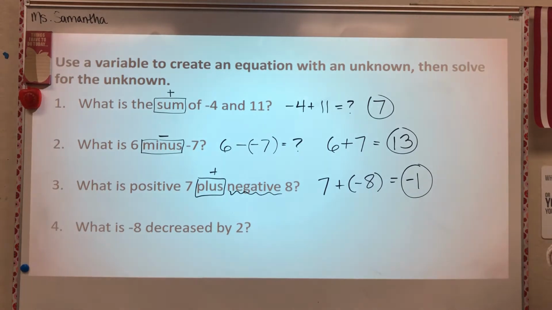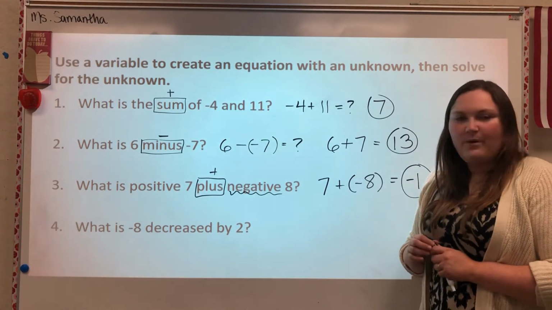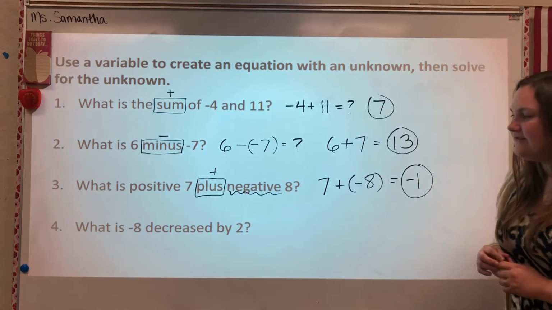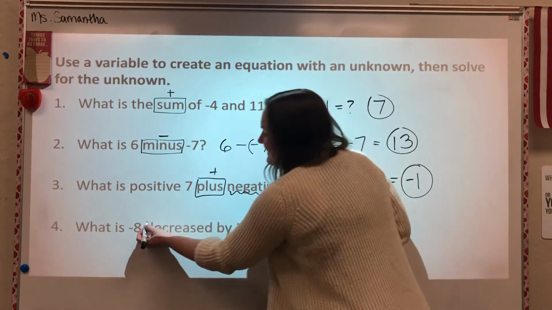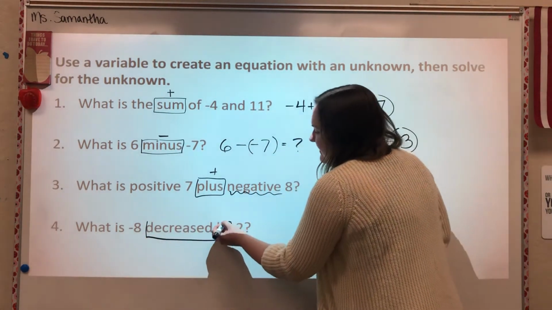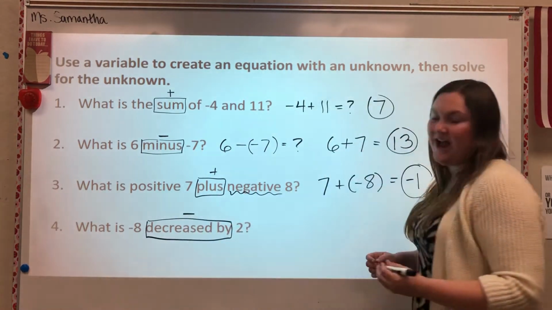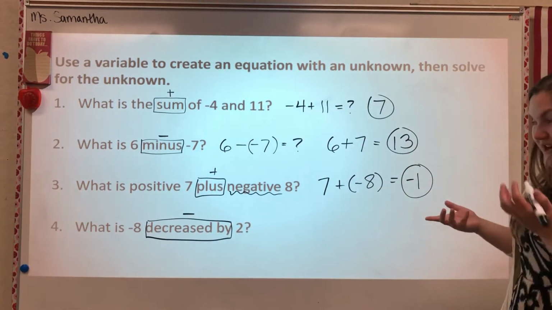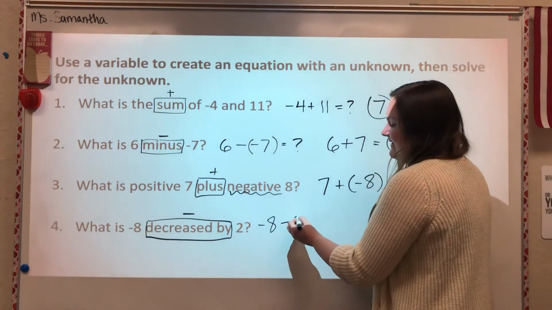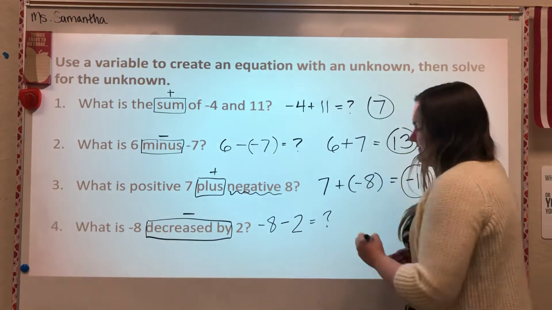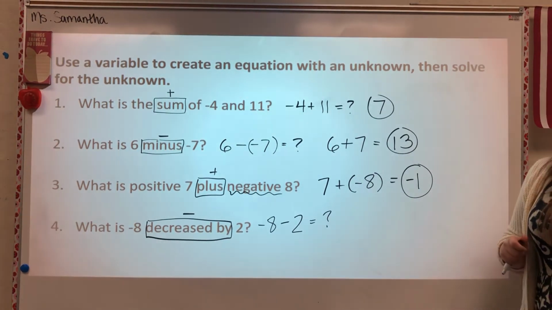There's one left. What is negative 8 decreased by 2? What would the equation for that one look like? Well, we need to know what decreased by means. Decreased by is going to mean subtract, means it's going down, so subtraction. So I would want to write negative 8 minus 2. That is what we were trying to find. What is negative 8 minus 2?